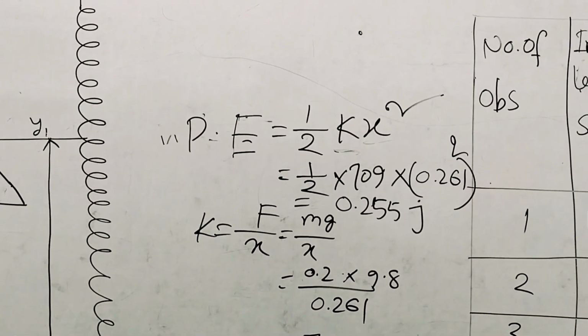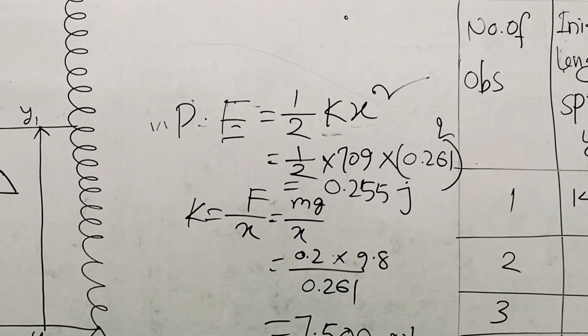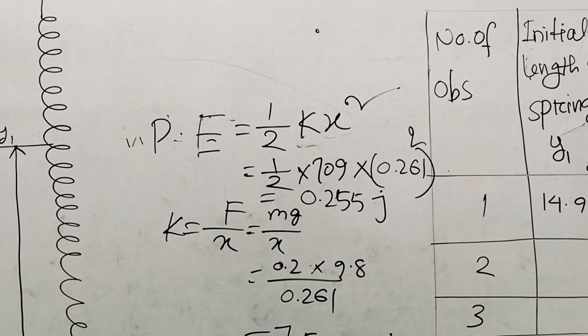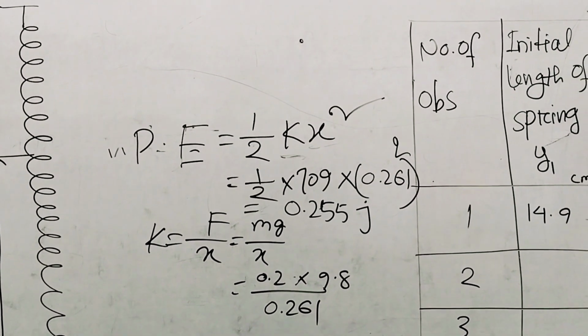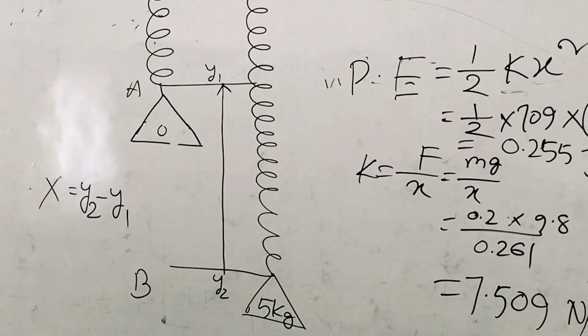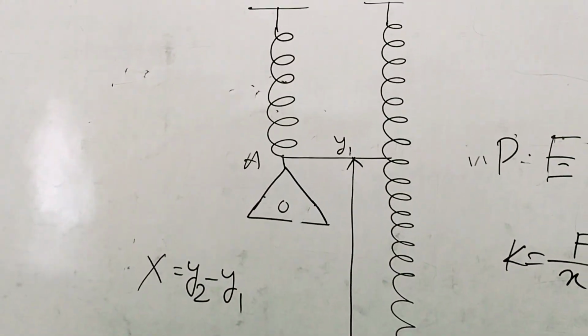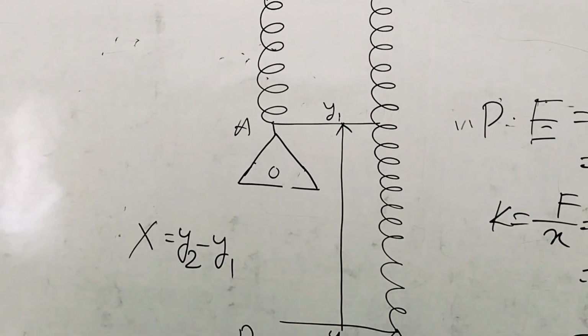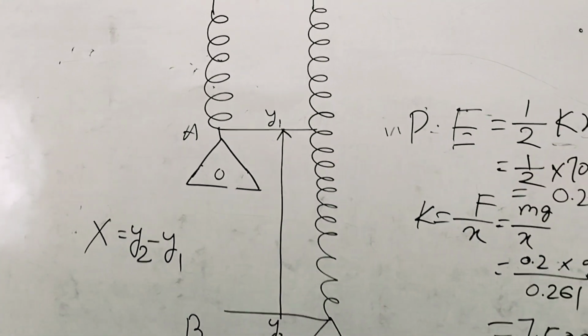And if we put all the values in potential energy equals half kx squared, equals half into 7.509 into 0.261 squared. And in this case we need a spring, then load, then a stand and clamp, and a scale.